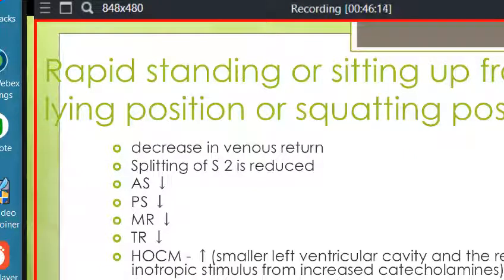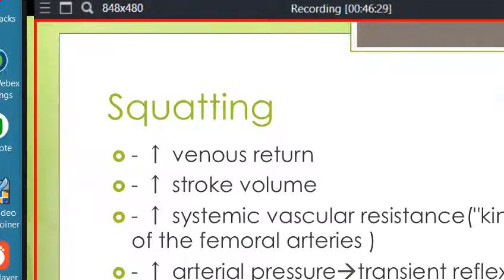And because of a small LV cavity, HOCM murmur is increased in intensity. And also the mitral prolapse murmur is increased in duration. The click happens earlier because of a small left ventricle. So what happens then? We come to squatting.